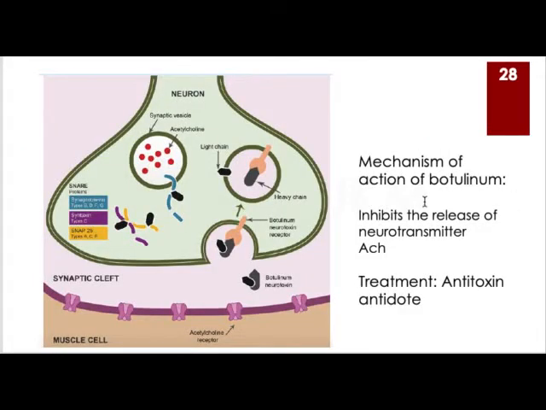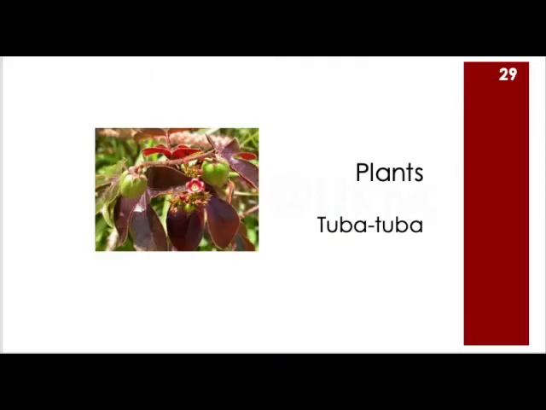So how does it work? Basically, when you look at the toxin, there's this botulinum neurotoxin receptor. It can chop off the SNARE proteins, so the light chain and the heavy chain will bind to it. So actually it blocks the release of acetylcholine. Therefore, there's no acetylcholine to pass the signal across different neurons. Thank goodness there's a specific antitoxin antidote to reverse the effect of botulinum if you can be treated and found early. Right, so we move on to the plants.